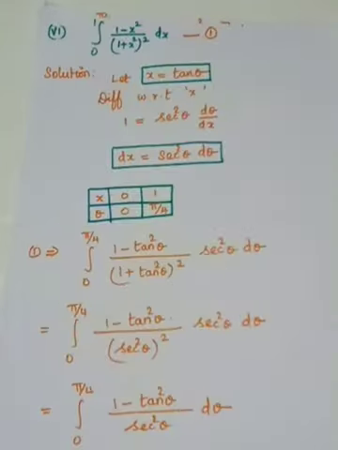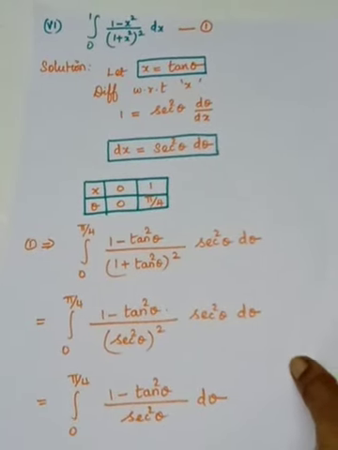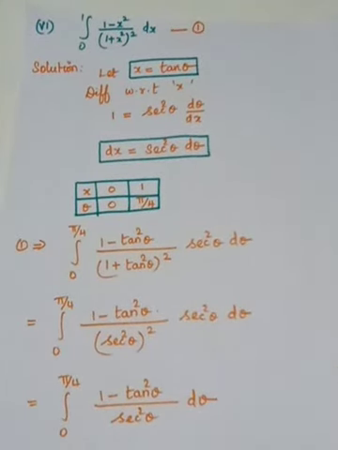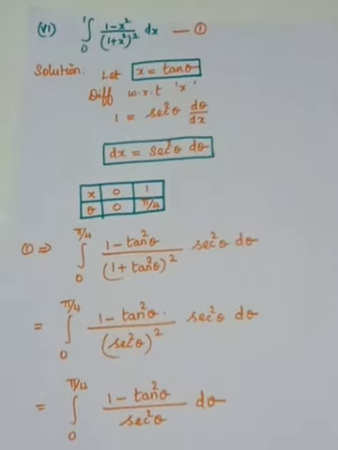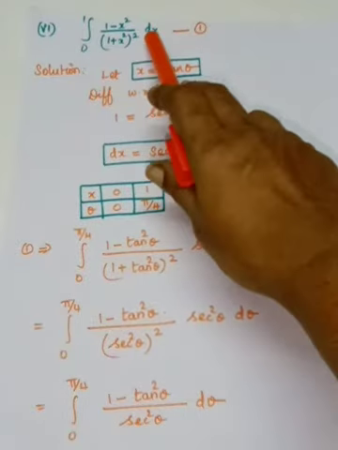Using the method of substitution, we evaluated the definite integral. Coming to problem number 1, the sixth subdivision: integral 0 to 1, 1 minus x squared divided by 1 plus x squared, the whole squared, into dx. Here also we are going to use the method of substitution. So let x is equal to tan theta. You have to substitute x is equal to tan theta, and everything has to be converted in terms of theta. Here you are having dx.